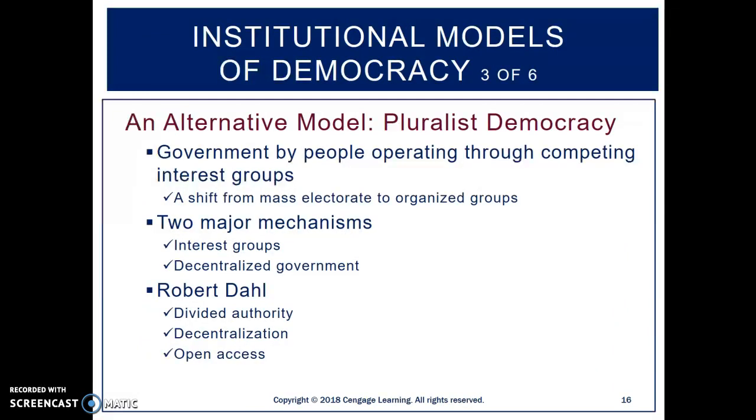But there is an alternative model, what's called a pluralist democracy. And this is a model of democracy in which the government by the people is taken to mean government by people operating through competing interests. So working things out, working together to make the best decision for everybody involved. And I'll pick up here in the next video.